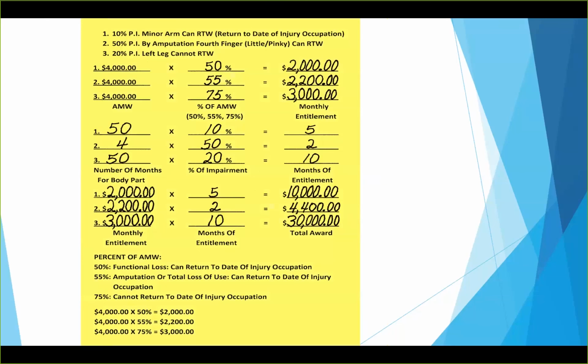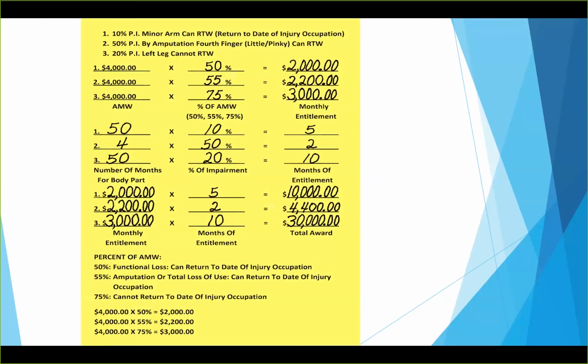So for the first example, we're going to utilize 50% of the average monthly wage because the injured worker was able to return to his date of injury occupation. That gives us a $2,000 monthly entitlement. 50 months is what the minor arm is worth. Multiplied by the 10% impairment gives us 5 months of entitlement. Multiplied equals a $10,000 award for number 1.